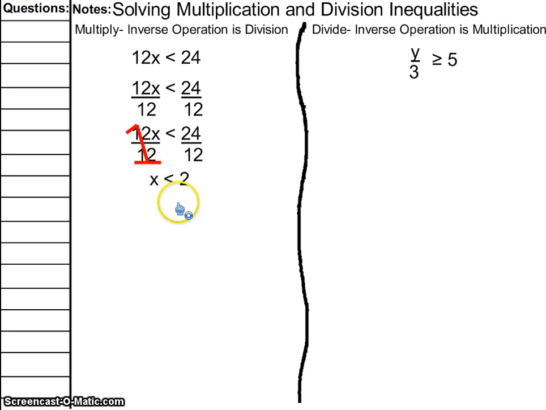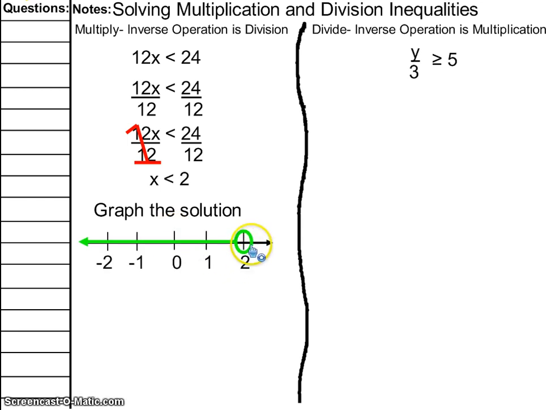So our answer is x is less than 2. If we want to graph our solution, again, we're not going to include 2 because x has to be less than 2. That means our graph is going to have an open circle on 2, and then we're going to shade everything to the left of 2 since it has to be less than 2.